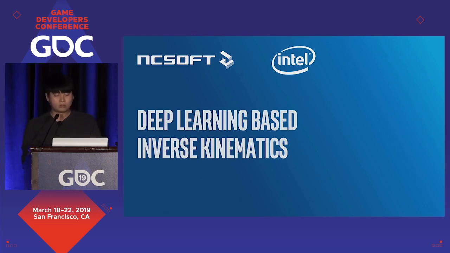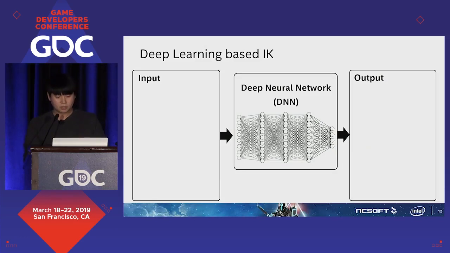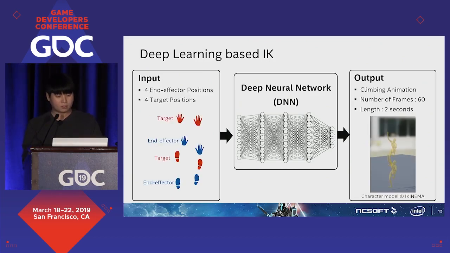So let's go into the deep learning-based IK solver model. In machine learning or deep learning, when input comes in, the neural network just quickly computes and infers the desired output. Then let's take a look at our input and output data format. Our model will generate a motion which starts with the character's both hands and feet holding onto the cliff. And it climbs up until both hands and feet are on the cliff again.